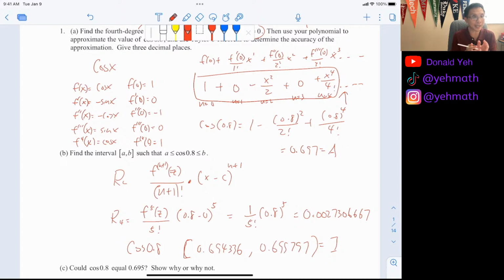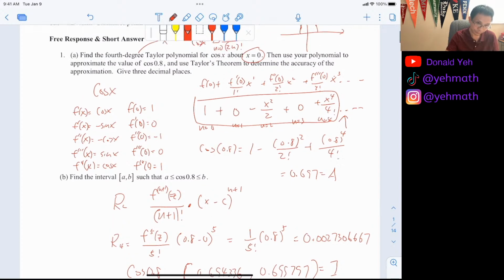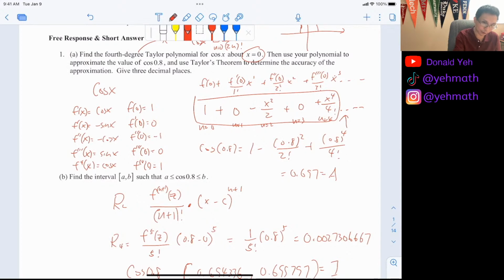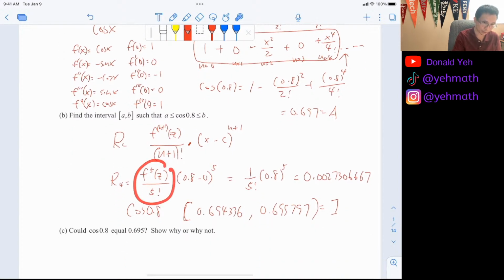Now for the error, if they say use Lagrange error, then Lagrange and Taylor, this is the same. Taylor's theorem and Lagrange's theorem are the same. So if you use Taylor's theorem, they want you to do this. Now, remember, f5 of z, I don't really care.